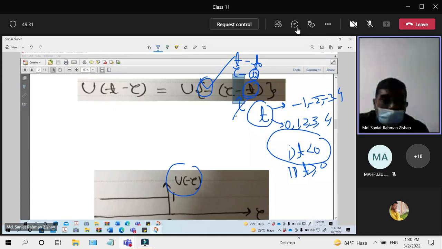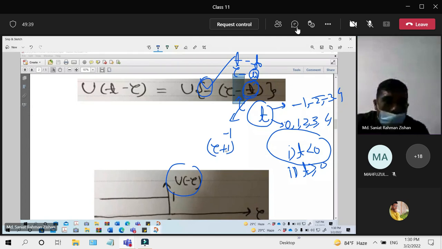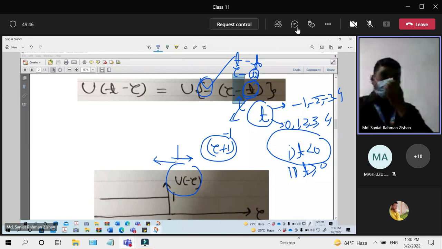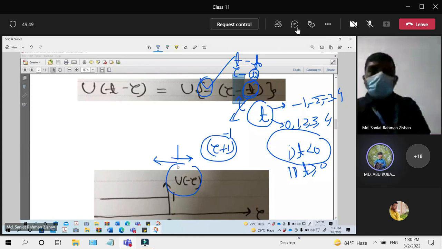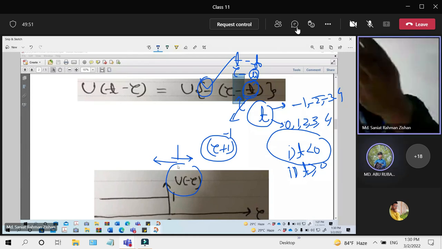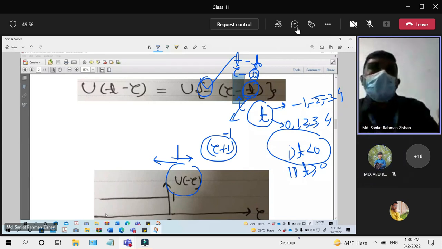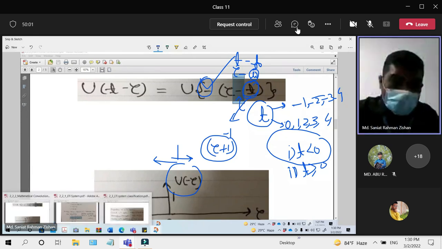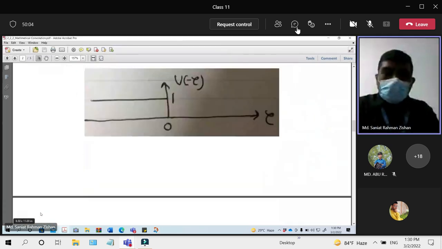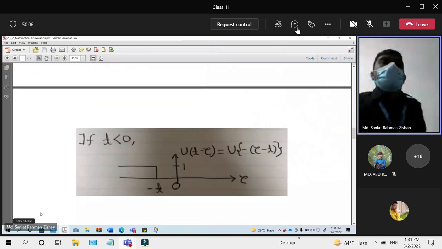If t is less than 0, let's say if t is minus 1, this will become tau plus 1. If this is tau plus 1, will it be shifted to the right or to the left? It will be shifted to the left. Tau plus 1, so what is the value of t naught? Minus 1. Yes, it will be shifted to the left. I'll work according to what you say. So this will be the diagram for t less than 0.